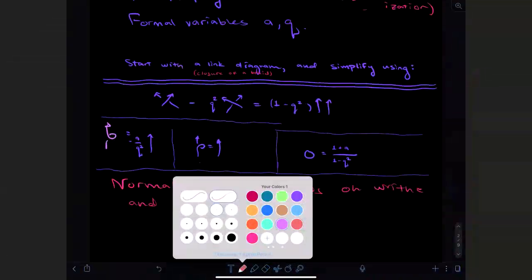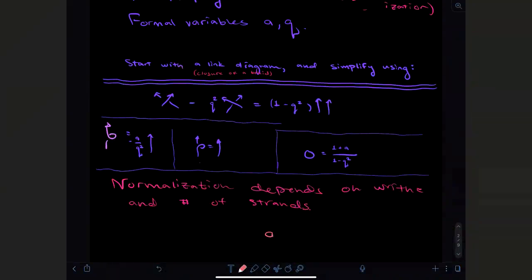Okay, and then another kind of offensive thing that you might notice is that our parameter a here could really probably be called negative a squared, just based on what is the invariance of the unknot. But that's minor, and we are not going to do it. Just a silly change of variables. Okay, so these are the conventions that we'll use.